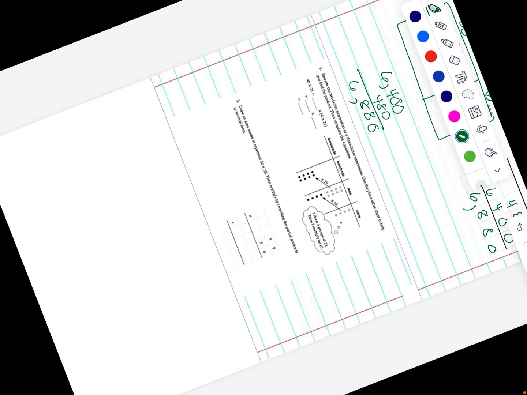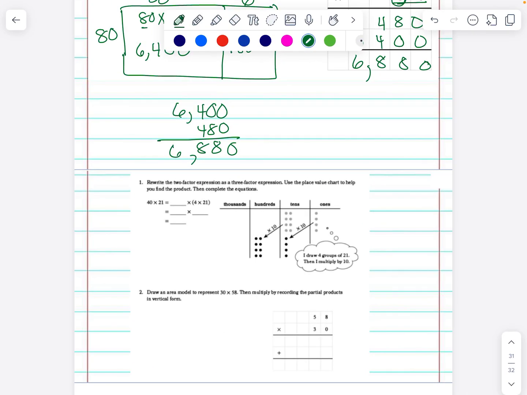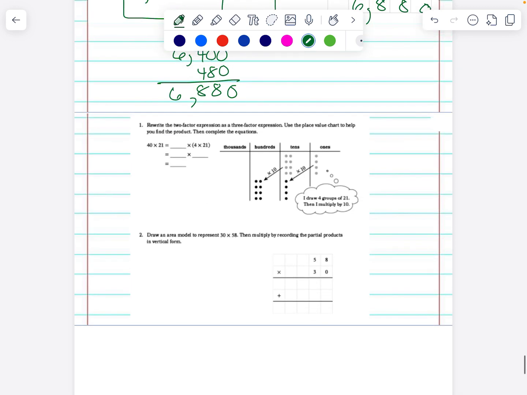Now, I want you to do the exit ticket on page 109 and turn in just page 109. Don't tear out anything else other than page 109. Write your name and number on page 109 and turn it in.